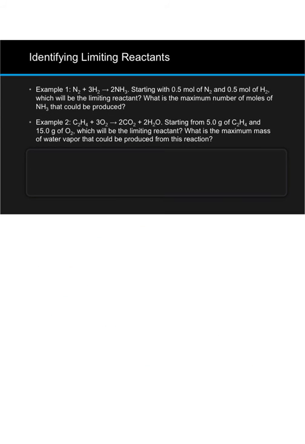So, in a second example, let's react C2H4 ethylene with oxygen to form carbon dioxide and water, another combustion reaction. Suppose that we start this time with 5 grams worth of ethylene, C2H4, and 15 grams worth of oxygen. What's the limiting reactant in this case? And now, what is the maximum mass or theoretical yield of water that could be produced from this reaction?